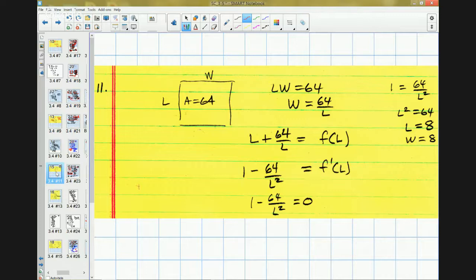So, I mean, length times width equals 64. But you know by now we don't want two variables. So I solved for W so I could put everything in terms of L. So here's a new name for W. Okay, and then what do you do when you find perimeter?